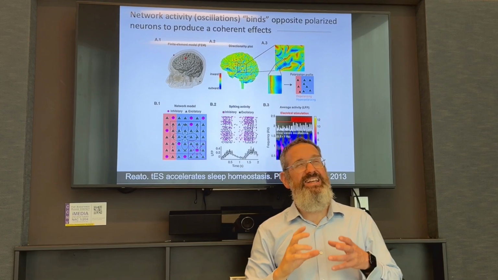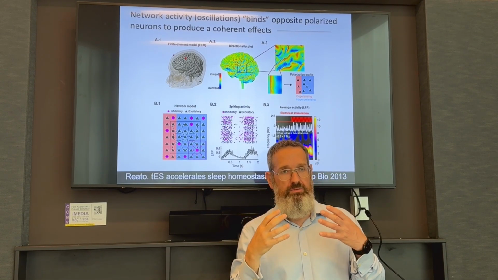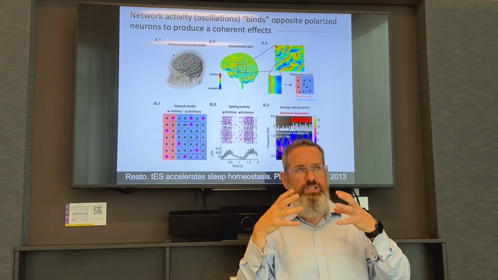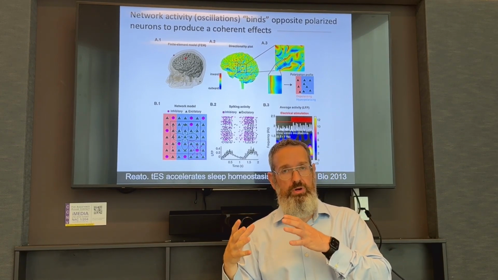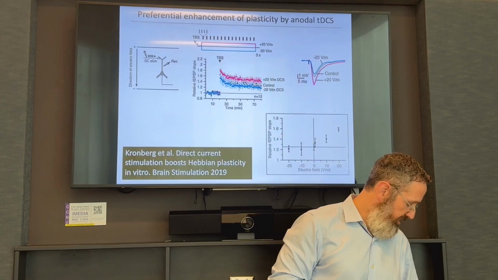So I want you to just think about this at the conceptual level. If these neurons are all connected together and they function as a group together, if I polarize a majority of them in one direction, I can produce a net effect at the population level.